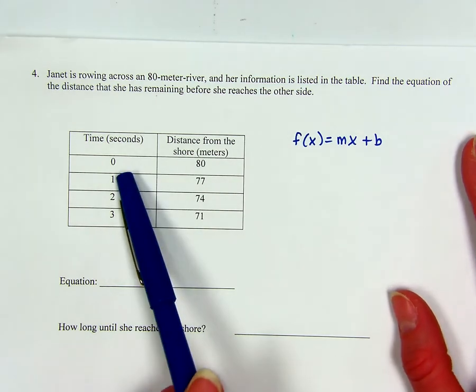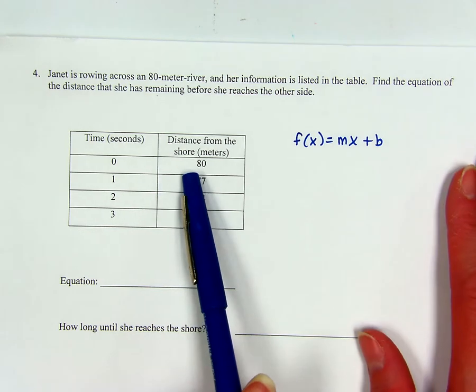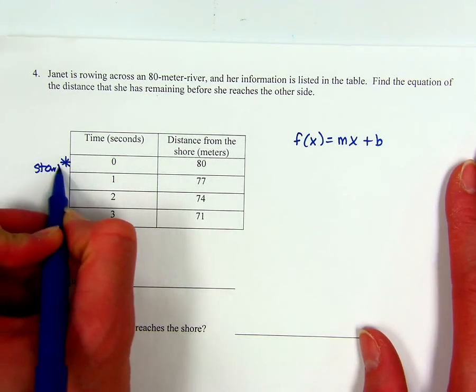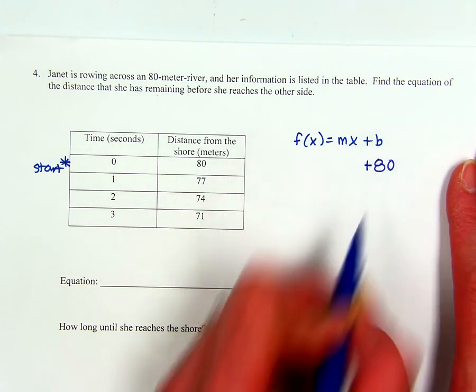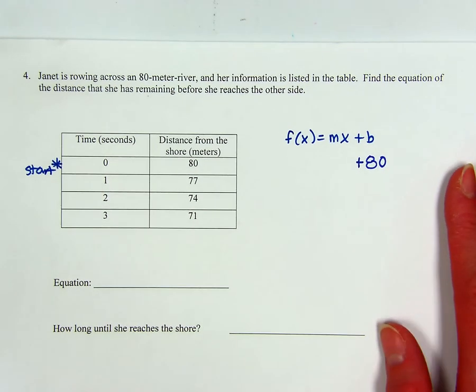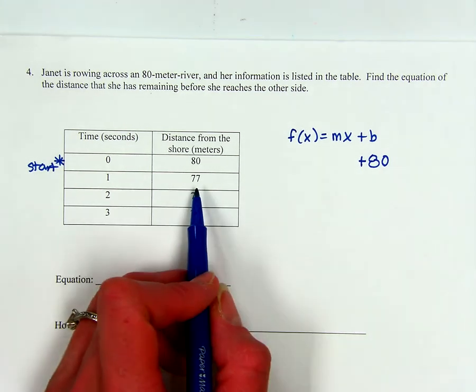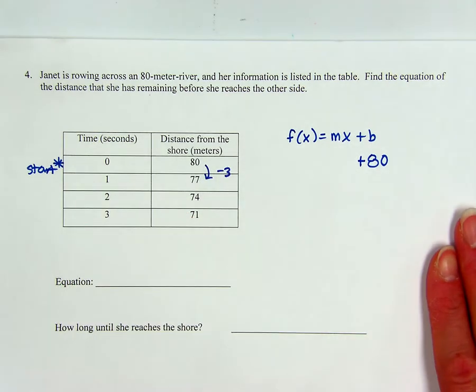All right, so at 0 seconds, or before she even starts, she's 80 meters from the shore. This is her starting point. If she starts here, that's my y-intercept. So my y-intercept should be 80. Okay, after 1 second, it's 77. So how far has she gone? Well, she's decreased by 3 meters.